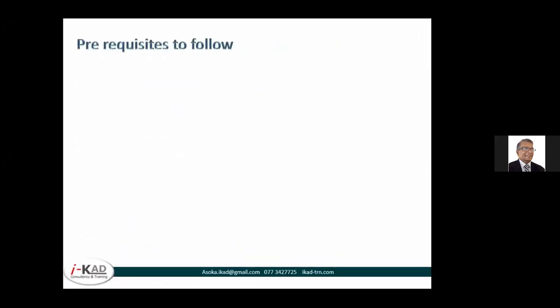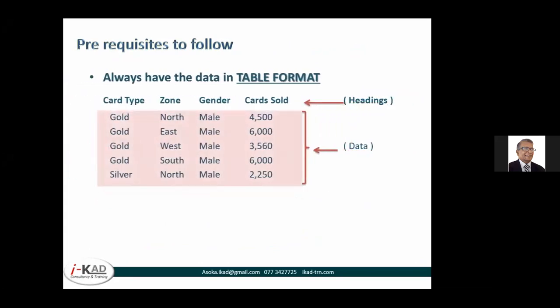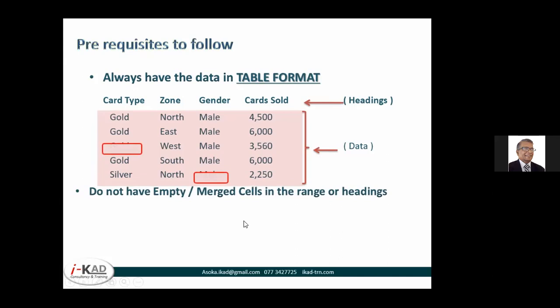The important thing is the prerequisites to do a pivot table: how your data should be. It doesn't mean you have to format it as a table, but it should be headings and data like that. If you format as a table, so much the better, right? There are advantages if you convert it to a table. But without making the table, if you have your data like this, you can still do pivot tables. Do not have empty cells or merge cells in the range or headings.